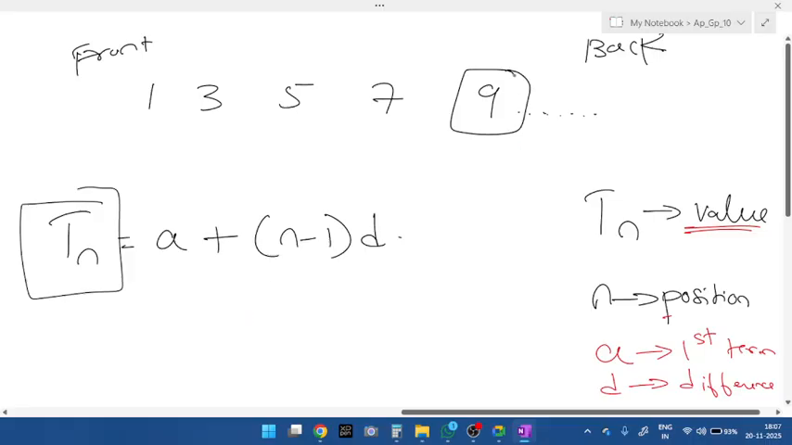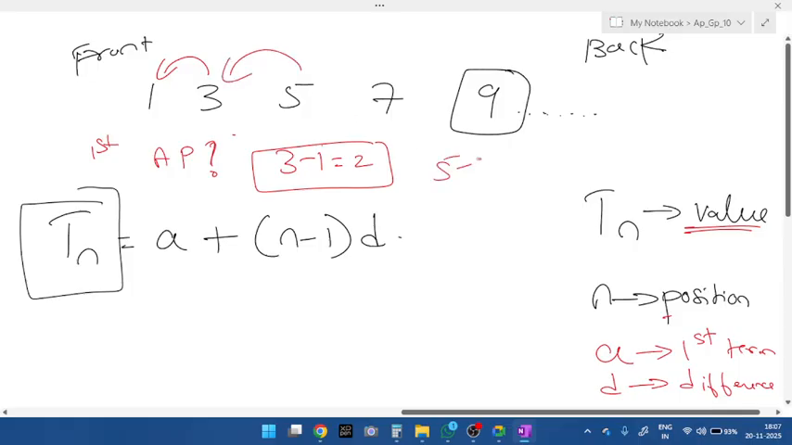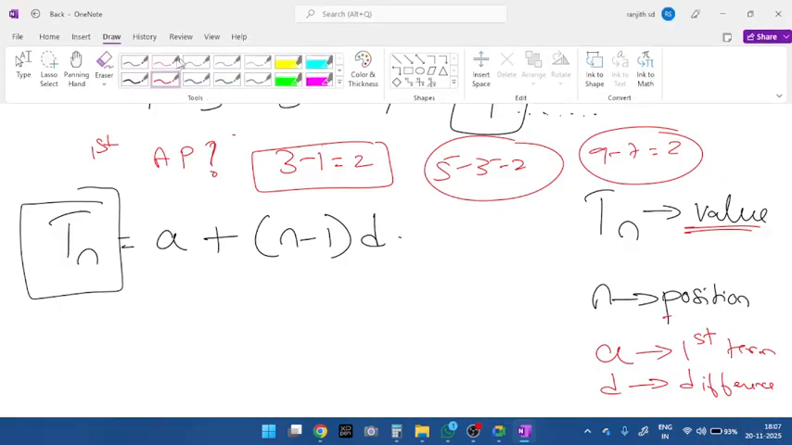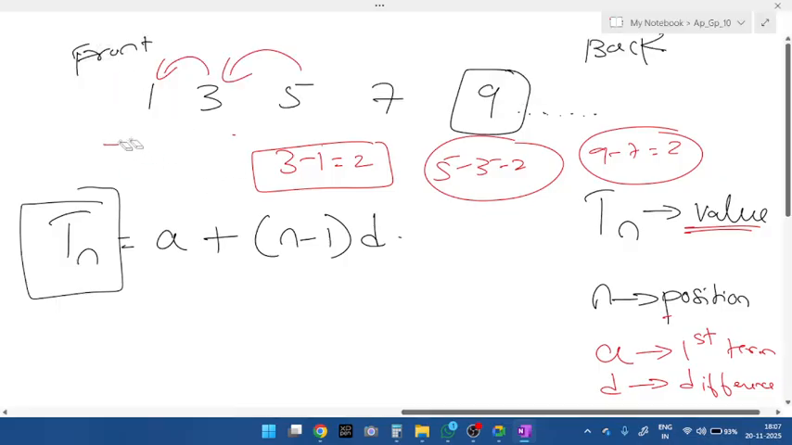Now, next. The first type of question, students. Is it in AP? That is what they'll ask. If they ask this question, how will you check? How will you show the calculation? We need to find the difference. For difference, always take the second number minus the first. 3 minus 1 is equals to what? 5 minus 3 is equals to 2. 7 minus 5, 9 minus 7 is also equal. Are they in AP now? Yes, it is in AP. First thing.